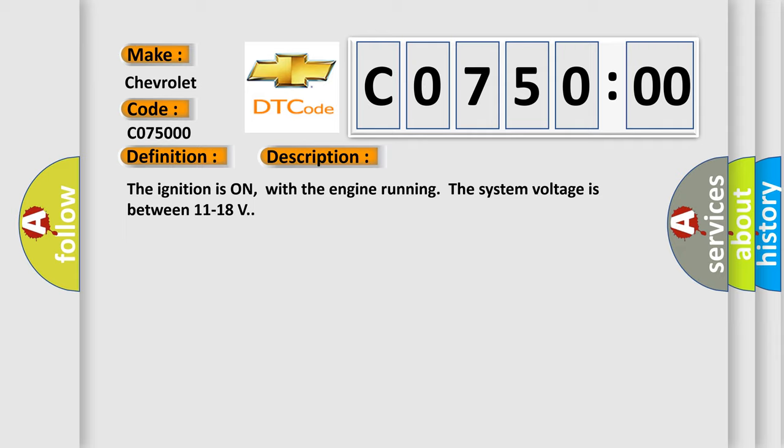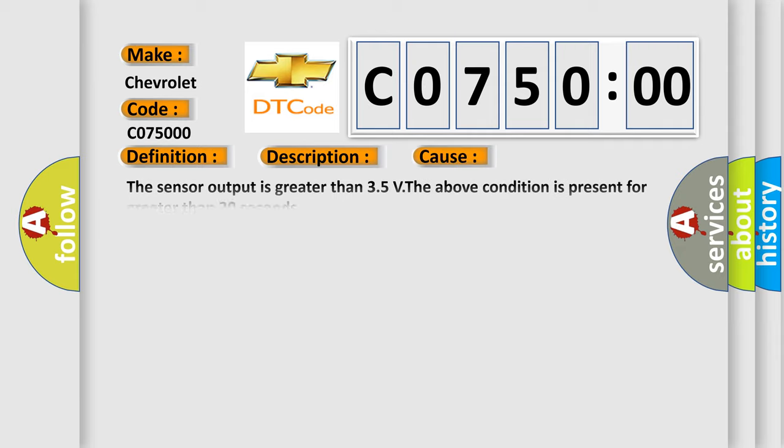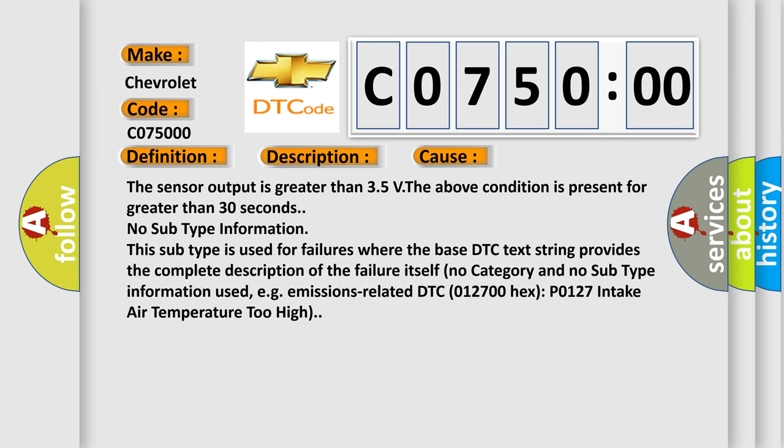This diagnostic error occurs most often in these cases. The sensor output is greater than 35 V. The above condition is present for greater than 30 seconds. No subtype information. This subtype is used for failures where the base DTC text string provides the complete description of the failure itself. No category and no subtype information used, e.g. emissions related. DTC 01270 hex P0127 intake air temperature too high.